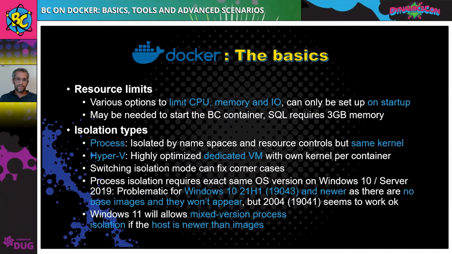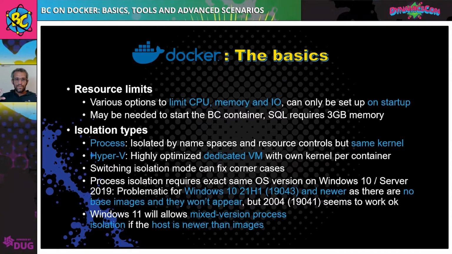Important to remember is that process isolation for now requires the exact same OS version on Windows 10 and on Server 2019. That means that if you're running, let's say, Windows 10 20H2, then you have to have a matching container image of the same version. For example, 1942, 1941, something like this, to make sure that process isolation really works. This has become a bit of a problem since the latest release because for Windows 10 21H1, build 1943 and newer, there are no base images for Windows Server 2019, and they also won't appear.